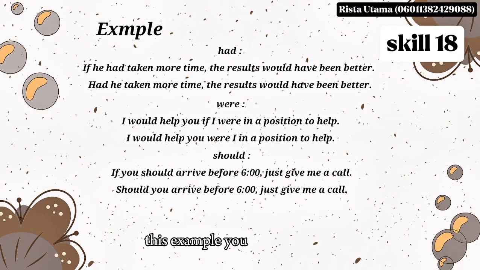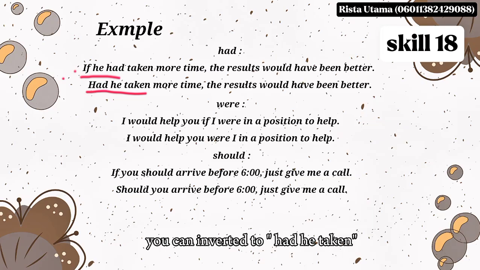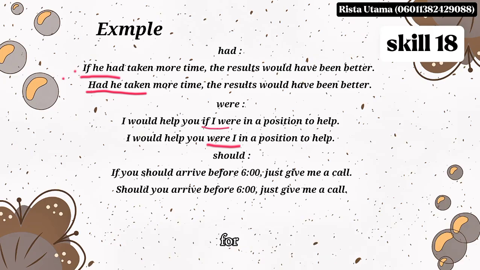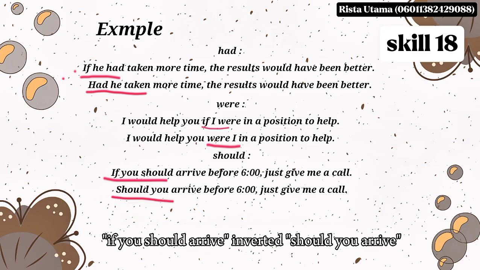In this example, you can see that when "if" is included, the subject and verb are in the regular order. It is also possible to omit "if" in the case of the subject and verb. You can see "if he had taken" can be inverted to "had he taken." "If I were" inverts to "were I." For should, "if you should arrive" inverts to "should you arrive."